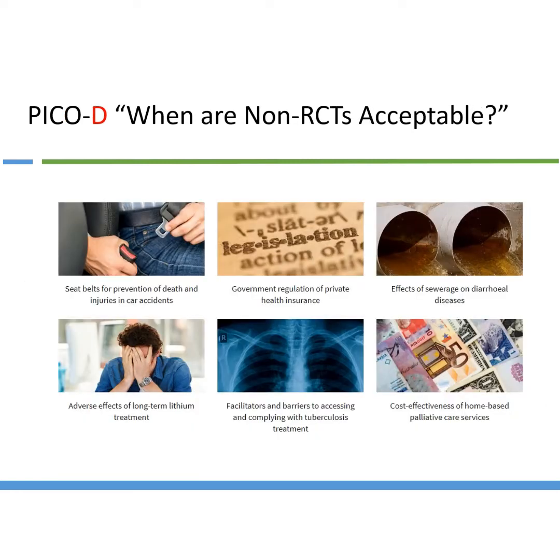The design. So usually we choose RCT if it's an effectiveness or efficacy related question. But sometimes we cannot choose an RCT. It's not really our question, or it's impossible to have an RCT. Let's say, for example, seatbelts, whether seatbelts prevent accidents, government regulations and health insurance, effect of sewage, for example, adverse effects of long-term, facilitators and barriers of accessing or completing the tuberculosis treatment, cost effectiveness. For all of these, usually RCTs are not acceptable.